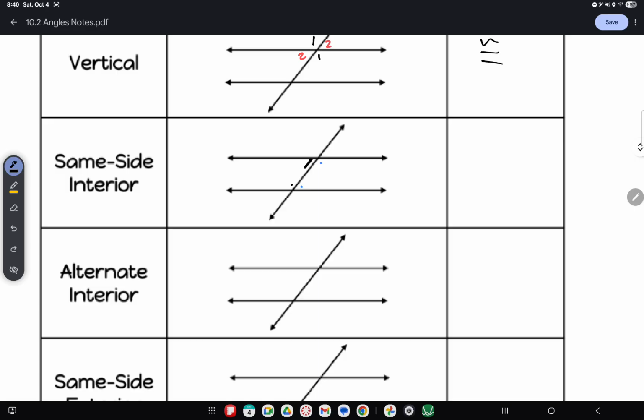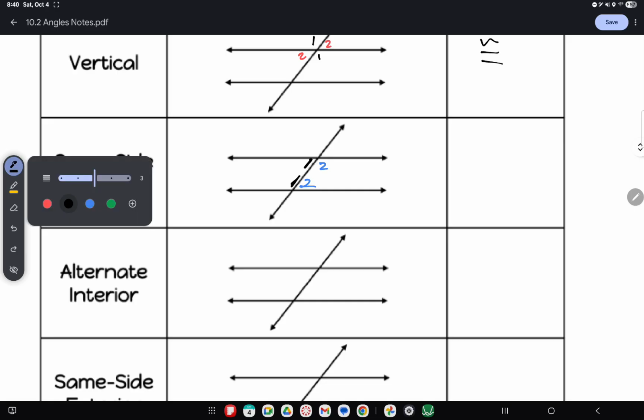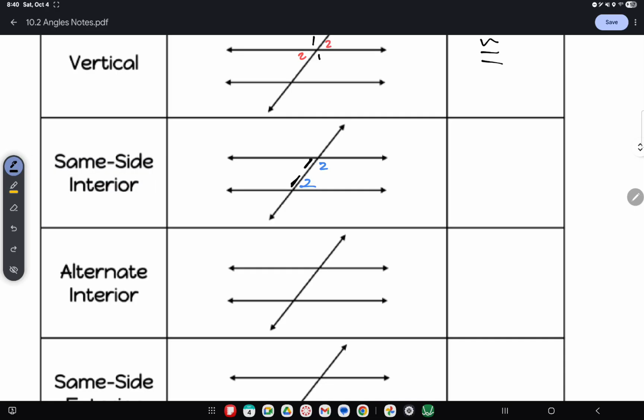So if this is my angle 1, the same side interior is going to be this angle down here. And if this is my angle 2, the same side interior is going to be the other one. Now, if we think in terms of shifting the lines on top of each other, if I move that top line down to the bottom line, the corresponding angle is now here, right? So these angles are not going to be congruent. They are next to each other on that line, so they are going to be supplementary.